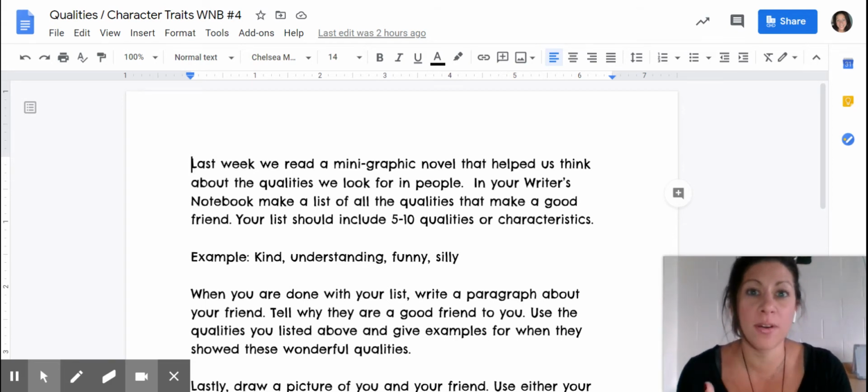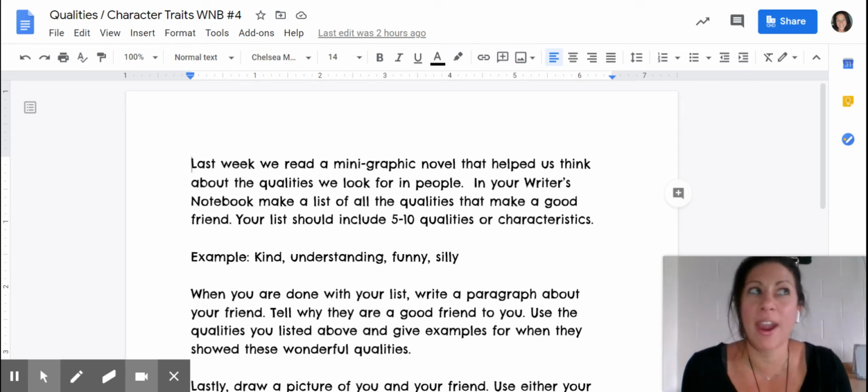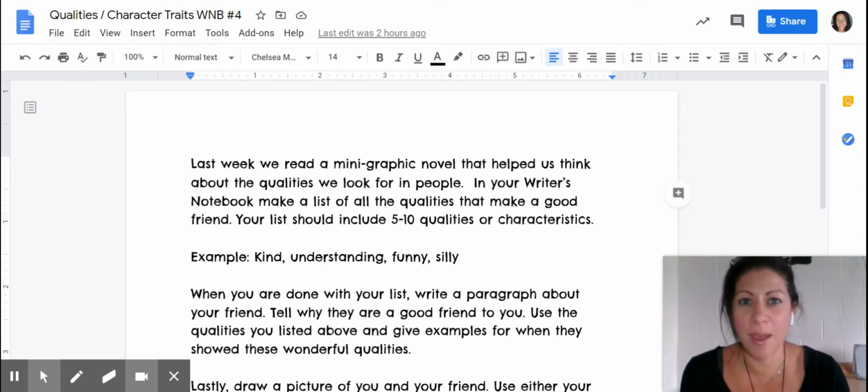Step one is to start off by making a list. You're going to make a list of all the qualities that make for a great friend. Your list should include 5 to 10 qualities or characteristics. We talked about some of them after we read our graphic novel on Friday, but here are some examples of others. A good friend is kind, understanding, funny, silly.